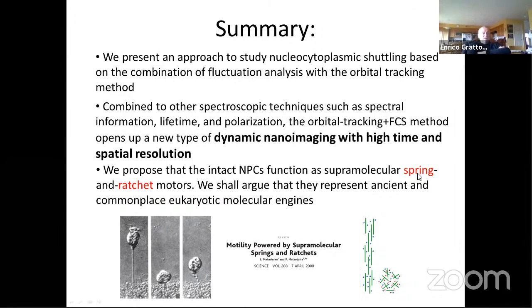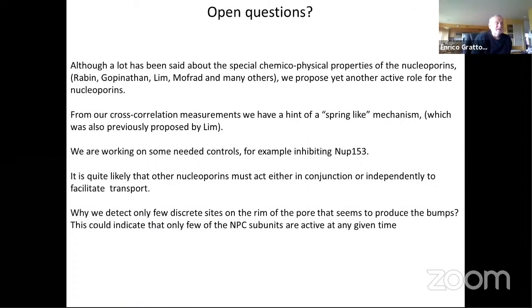Why did we choose nucleoporin 153? Because it's a long protein, because it's anchored in the basket, it can extend up to the other side, and then come back. Of course, that does not explain that this is the motor that changes things, because there are many other things. So clearly, it cannot be a process based on phase separation, because that would require too much time. So the cross-correlation is a hint of a spring-like mechanism, so extended or not extended. Okay.